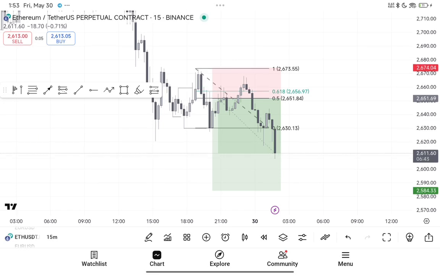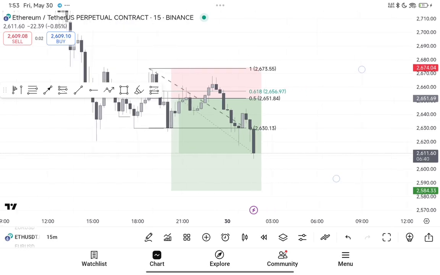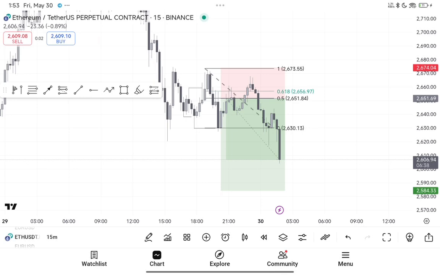I make use of order blocks to trade, but see this particular trade that is running, I didn't use order block to do this. I use fib, and I also showed this in my previous video, how I use fib and order blocks to take my trades.